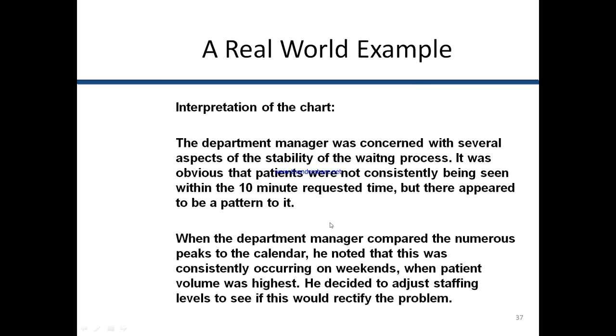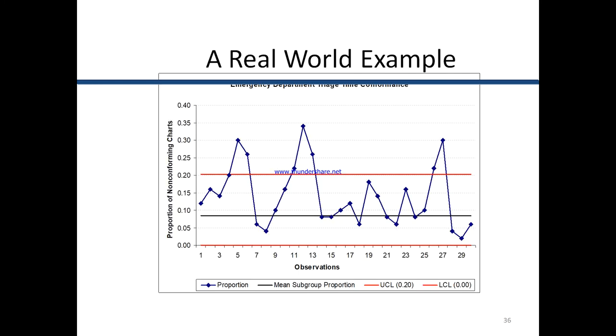So when you interpret the graph, the first thing we can see is that the process is not in control. There is no stability; the waiting process is not stable. That is, the patients were not consistently being seen within this 10 minute period. And we can also see a pattern in the control chart. Since we have found our process is not in control, we have to stop our process and find out the assignable causes for this out of control signal.